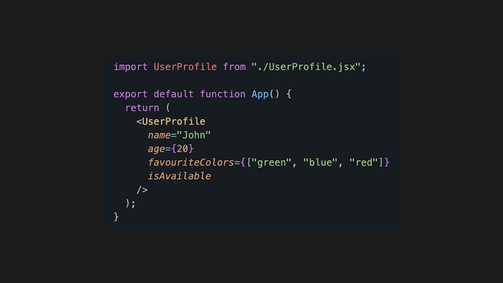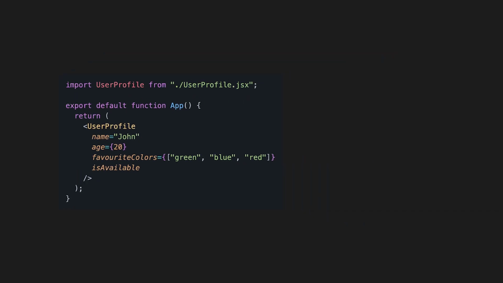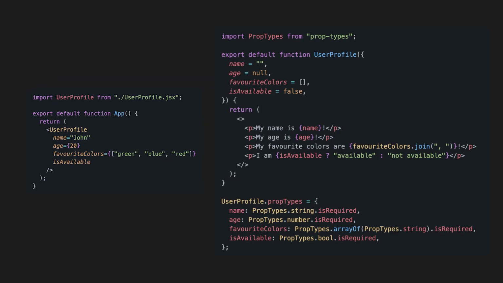The app.jsx file passes props like name, age, favorite colors, and isAvailable directly to the user profile component. Inside userprofile.jsx, these props are received as function parameters. We even use prop types to enforce type checking.